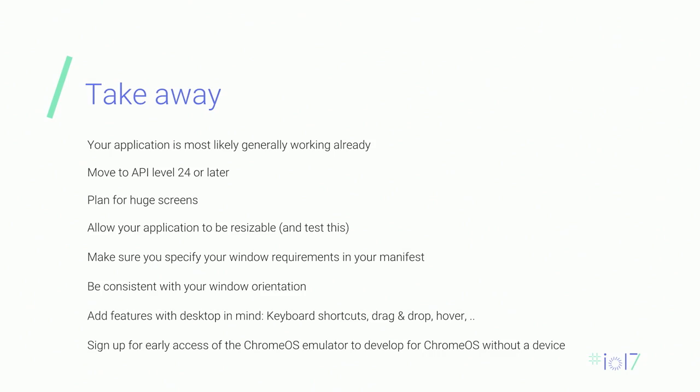So the takeaway is your application is already working, everything is fine, you shouldn't really worry. Well, maybe you should worry. You should definitely try it out. You should definitely move to API level 24, unless you want to be stuck in a small window. Plan for huge screens, very, very important. Allow your application to be resizable. Make sure to specify window requirements in your manifest file, as mentioned earlier. Be consistent with the window orientation, and add all the nice desktop features which are making a desktop a desktop.